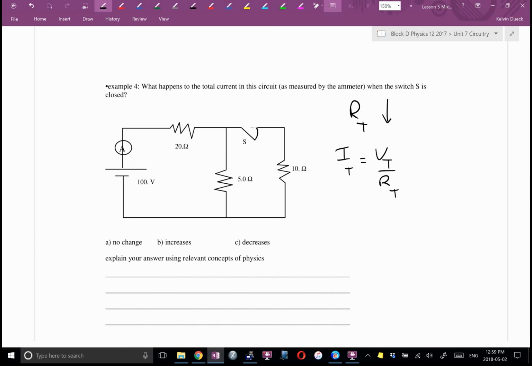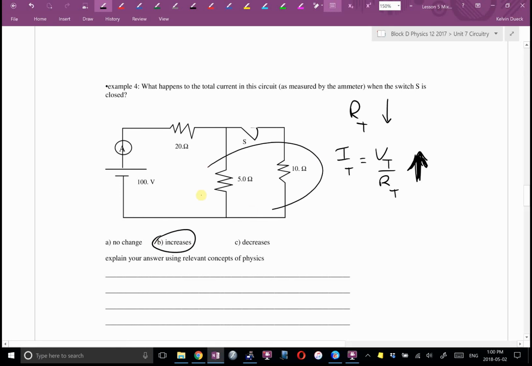If R total got smaller and the battery hasn't changed, linear. You're right. Increases. You've lowered your overall resistance. And here's my metaphor. Hey, we just opened another ski run. We can fit more skiers on the hill because skiers are current. We've lowered the overall resistance by adding a resistor in parallel. So the answer is that the current increases. If we wanted to prove it with numbers, we could as well.